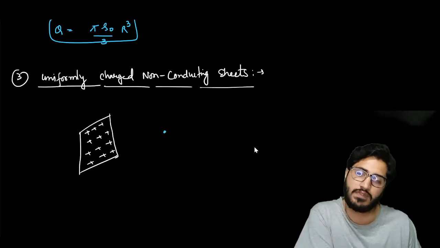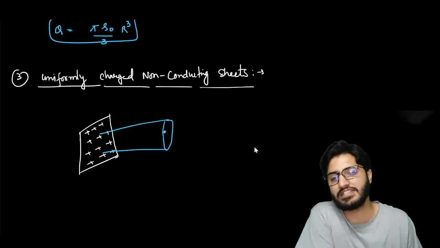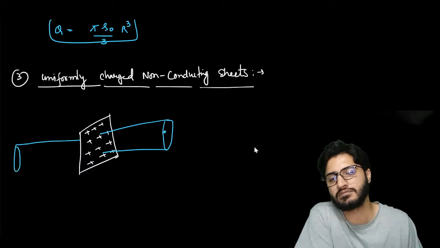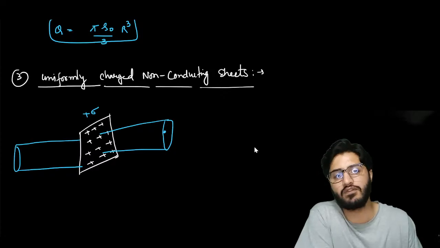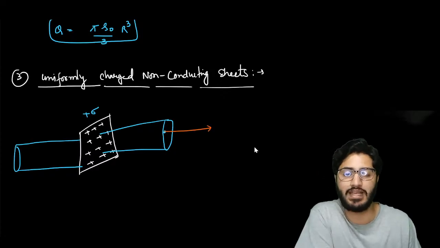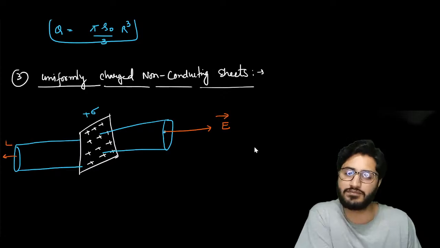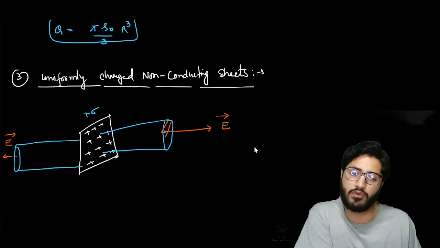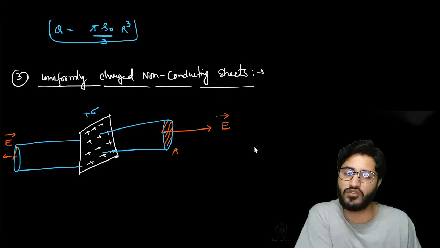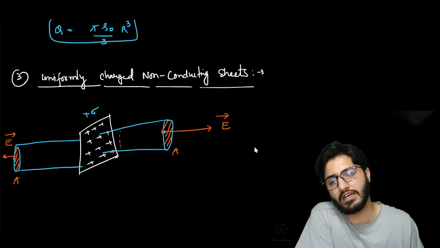So what I can do now is make a cylinder like this. By symmetry, I will extend it like this. This is positive, plus sigma. So my electric field will go in this way, and also in this way. The area of cross section is, suppose, A. The curved surface area, let's suppose, is A2.